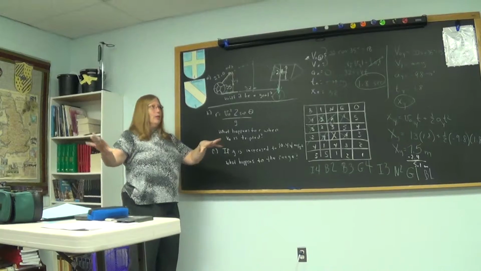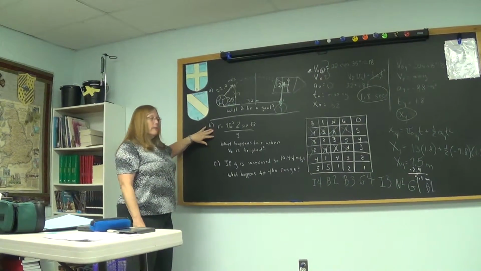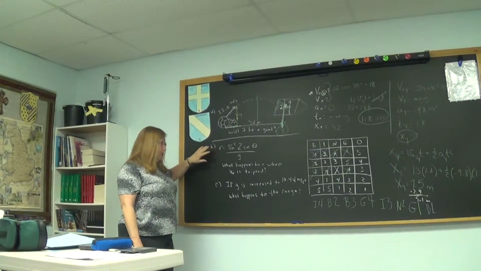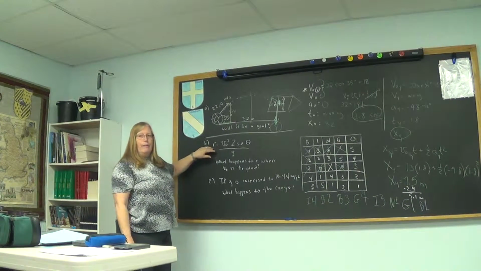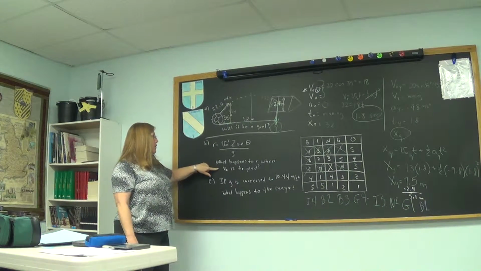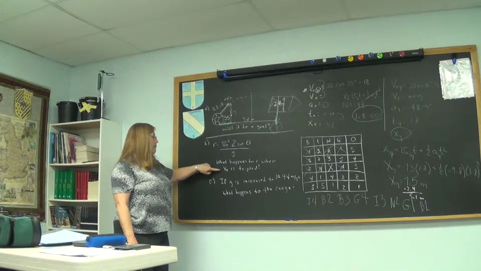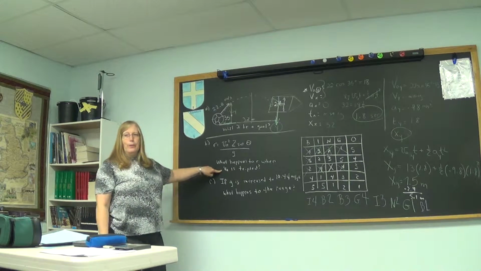I'll just release you to do the whole thing. But for now, let's switch gears. Write down the range equation. This is still on your review sheet. What happens to R, the range, when V sub O is tripled?